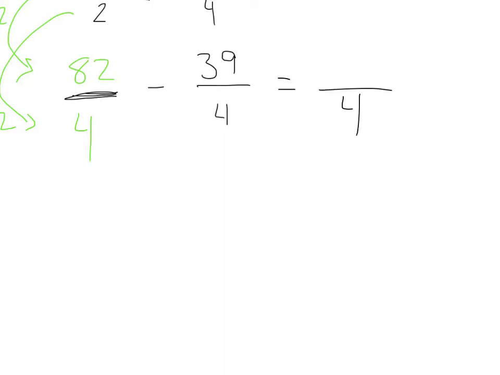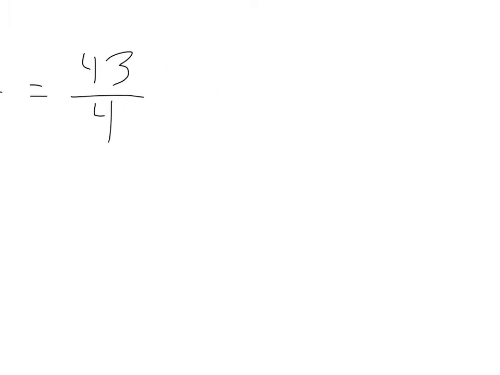What's 82 minus 39? Well, 82 minus 39 is going to get you 43, right? So 43 over 4. Does that really help us a lot? When I talk about miles, I usually talk in whole numbers or mixed numbers, like 2.5 miles. I really don't say 43/4 of a mile, so let's go ahead and turn this into a mixed number.